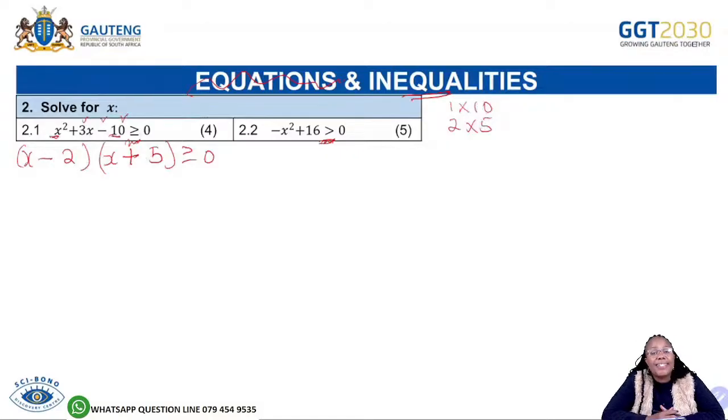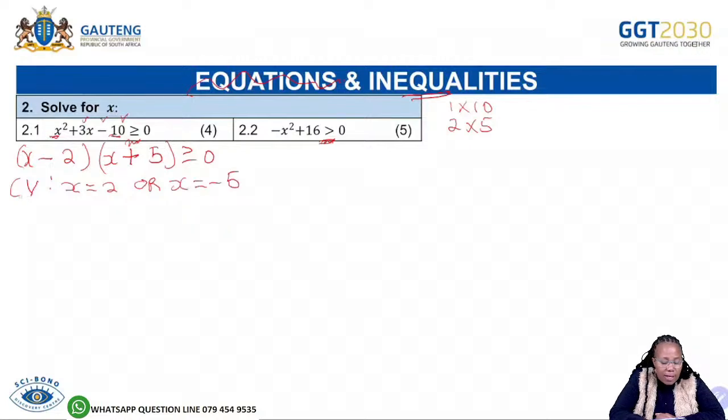So now we find the critical values. Why do we call them critical? It's because we are writing them with an equal sign. So the first bracket will be x equal to 2, or the second bracket will be x equal to minus 5. That is why we are saying critical values, because we are using equal signs there. Remember, our solution must be in an inequality sign, not an equal sign.